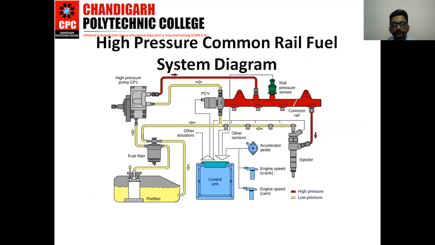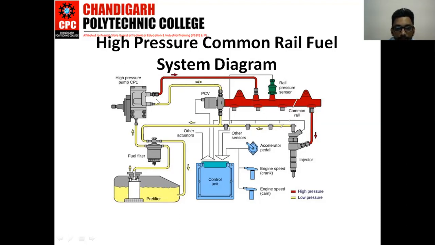In the next slide, we have a high pressure common rail fuel system diagram. So this is the diagram of a common rail fuel system. Firstly, a basic part is a fuel filter. After that, the fuel tank. After that, fuel filter and fuel supply into the common rail, which is connected to the injector and supplies the fuel equally into the injector.